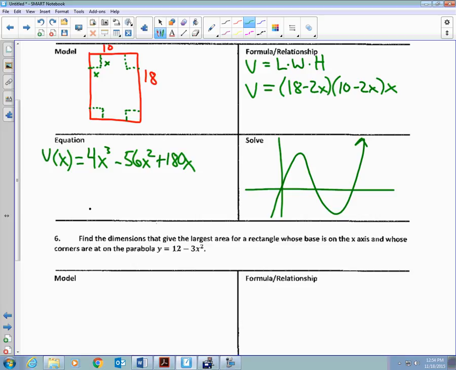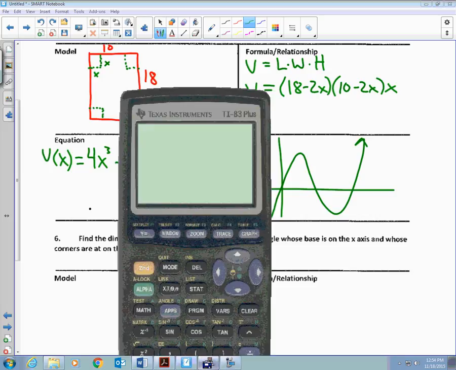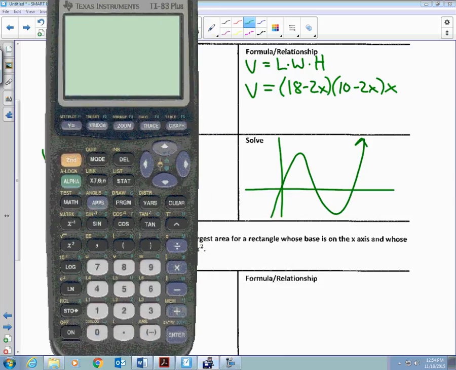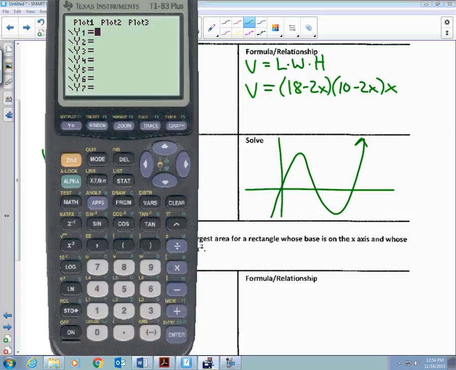But we don't have a formula like negative b over 2a. So therefore, what we have to do is use our graphing technology. We have to use our calculator. And we want to find that spot. I'm going to take out my calculator. y equals 4x cubed minus 56x squared plus 180x.